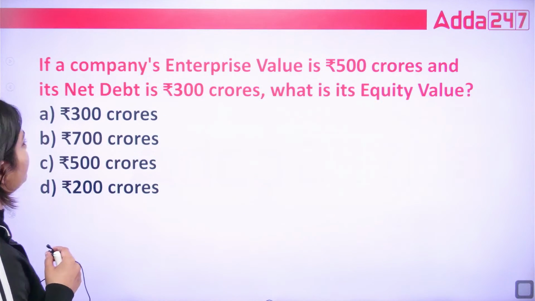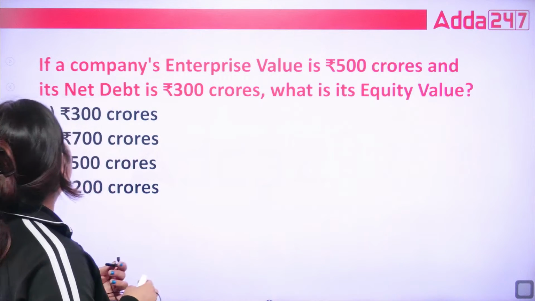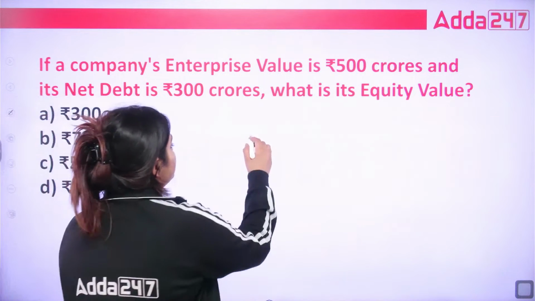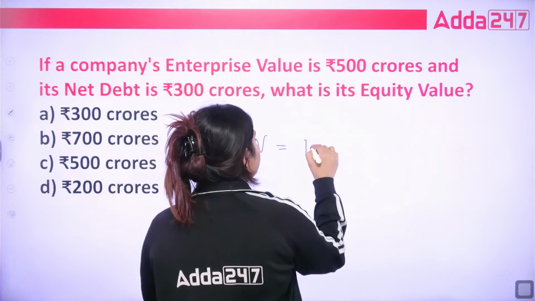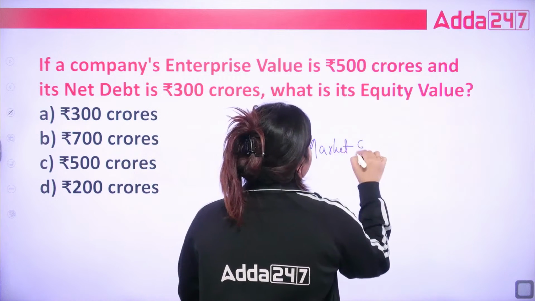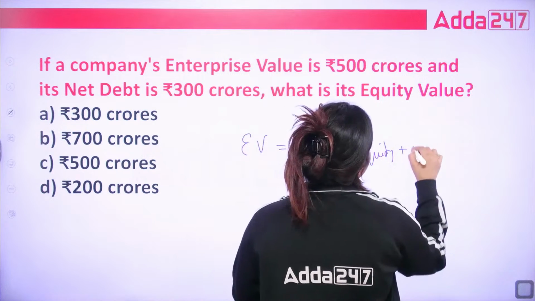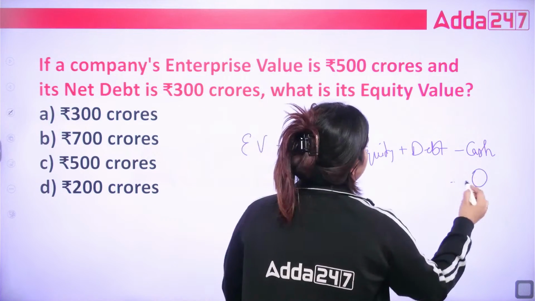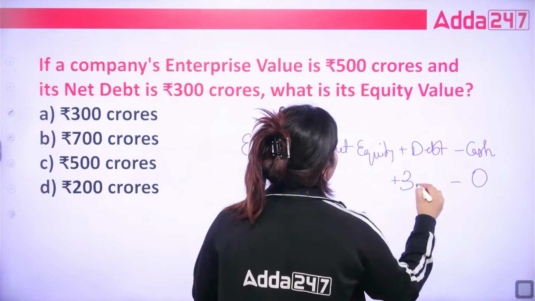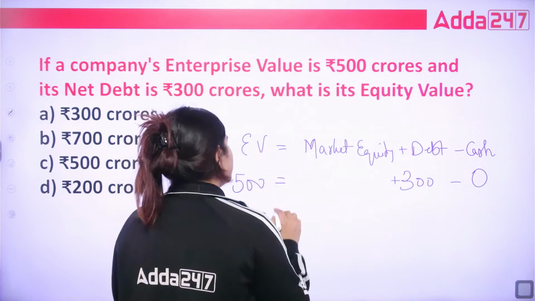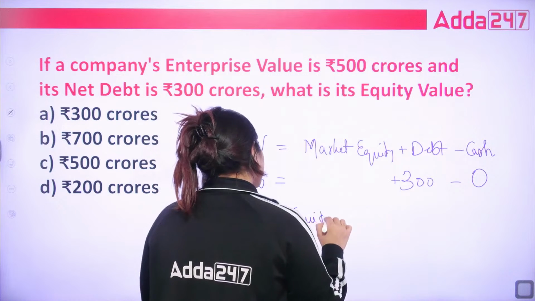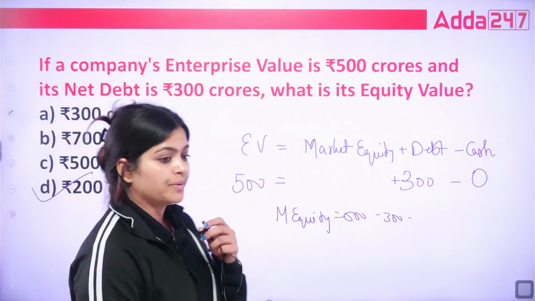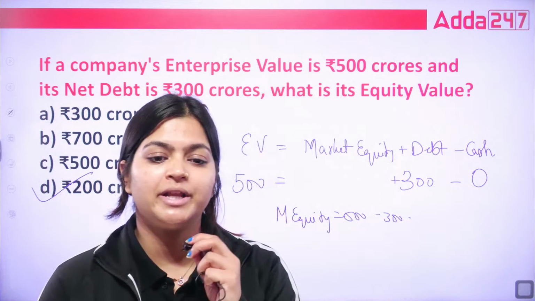Then, if a company's enterprise value is 500 crores and its net debt is 300 crores, what is its equity value? See, enterprise value is equal to market equity plus debt minus cash. We are saying no cash is there, debt is 300, enterprise value is 500. So what will be your market equity? 500 minus 300, 200 is going to be your answer. So this is how we need to solve these concepts.